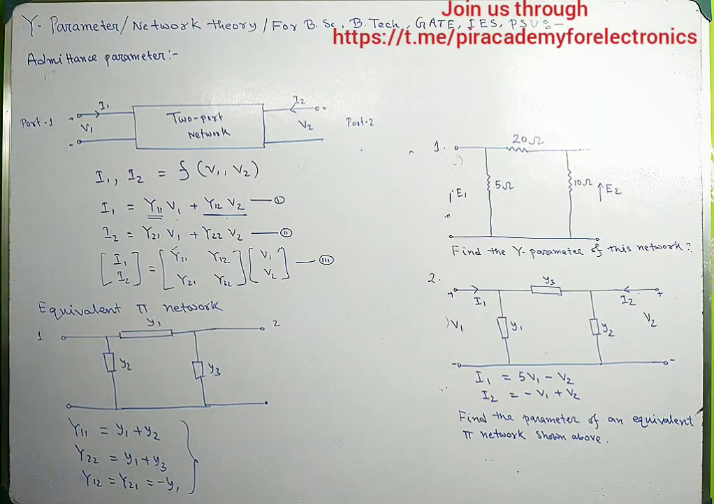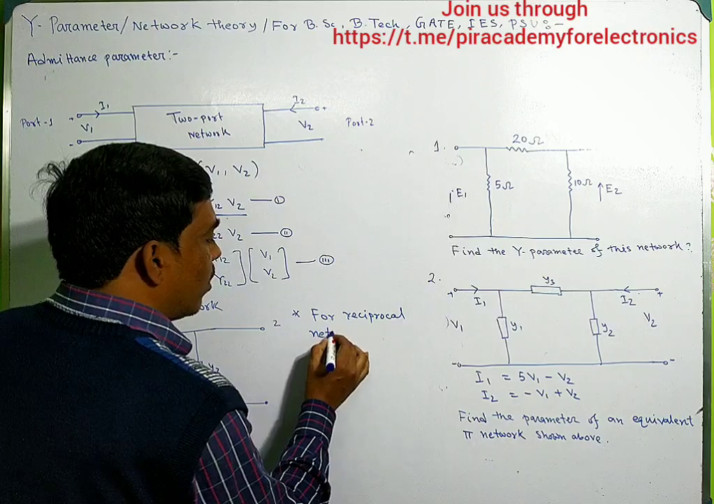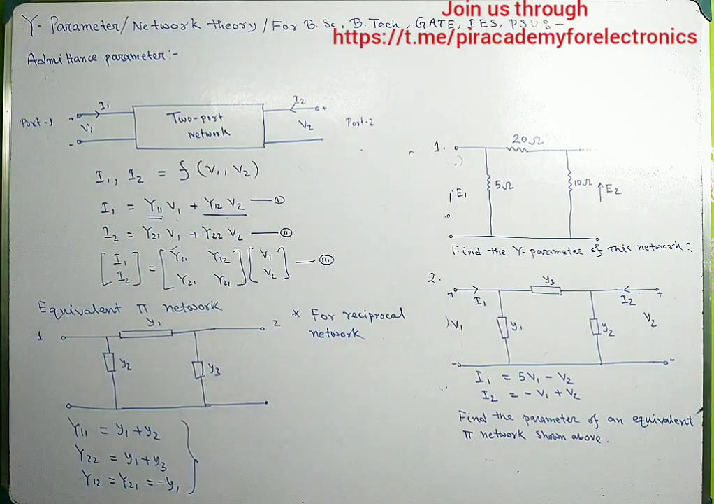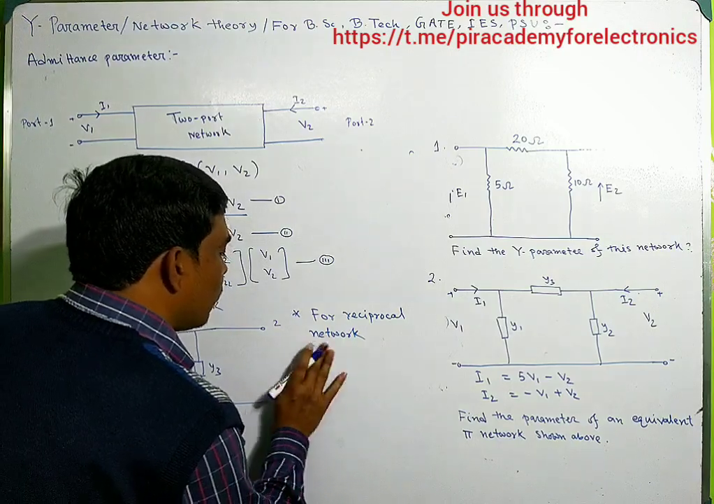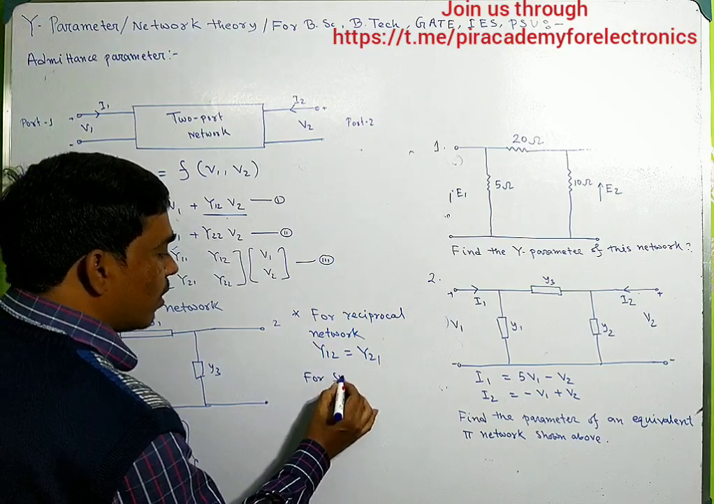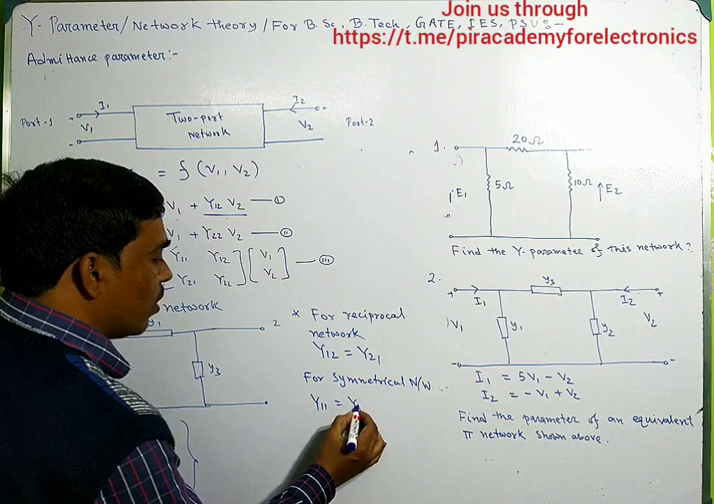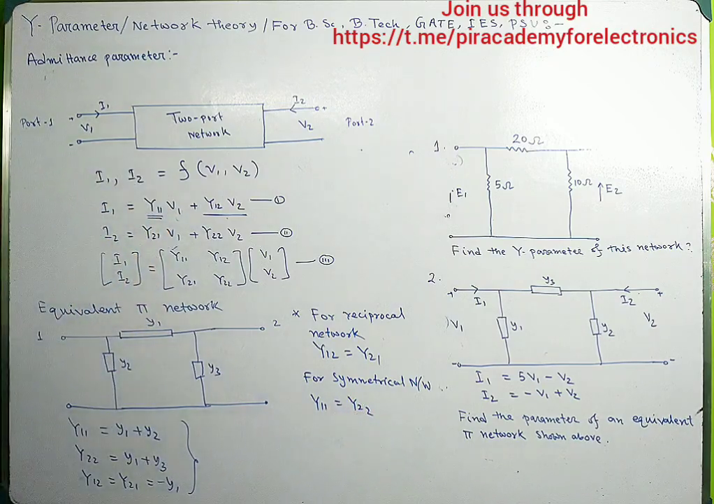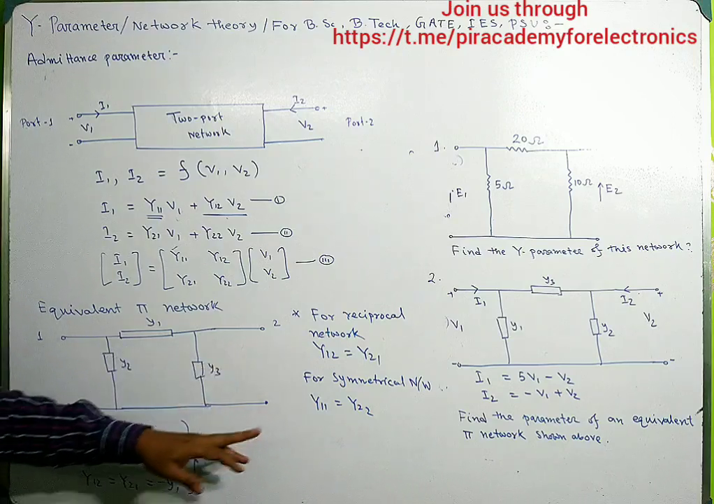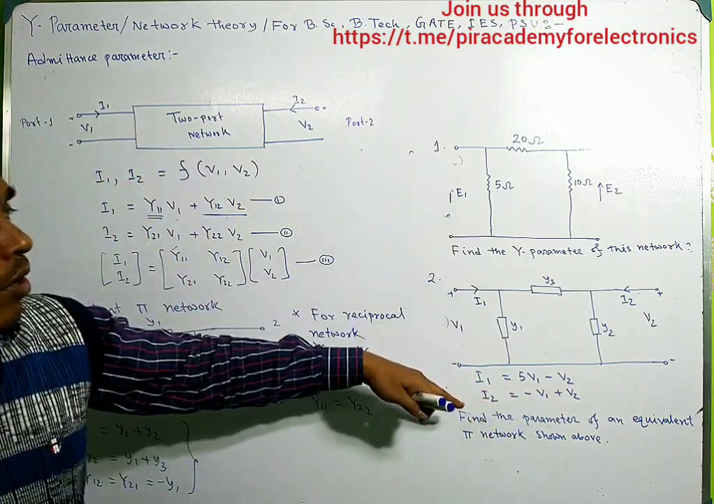Now we will give the condition of reciprocity and symmetry. For a reciprocal network, the condition in y parameter is that y12 must be equal to y21. For a symmetrical network, y11 must be equal to y22. These are the two conditions: one is for a reciprocal network and this is for a symmetrical network. This is the basic theoretical need to solve this problem.